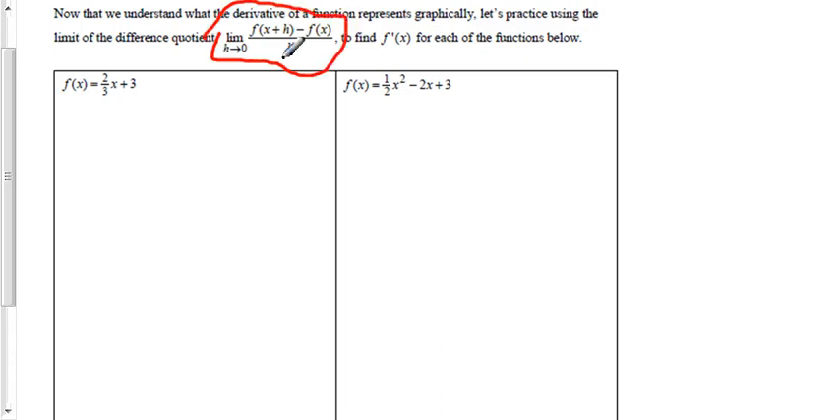And we use this to find f prime of x for each of the functions below. So again, f of x plus h, if it was f of 7, every place there's an x, we substitute in 7, but we're going to substitute in x plus h. So take a few minutes to do these. I'll write them out, and we'll check and see how you did.